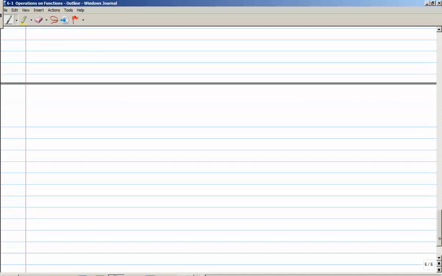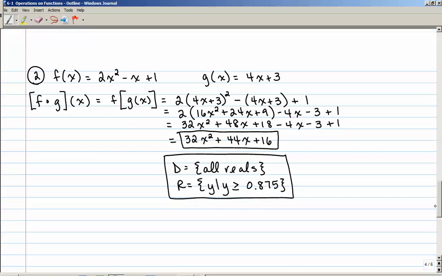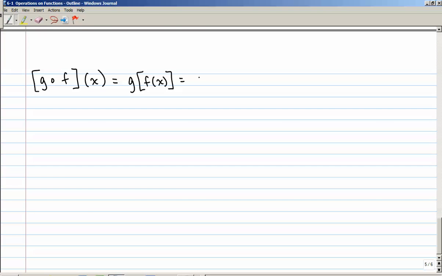Let me add another page here. And so now I am going to do g of f of x. I'm going to start with g, which was 4x plus 3, and wherever I see an x, I'm going to plug in my f, which is 2x squared minus x plus 1. So this one I think is going to be a little bit easier. So 4 times f of x, 2x squared minus x plus 1, and then plus 3.